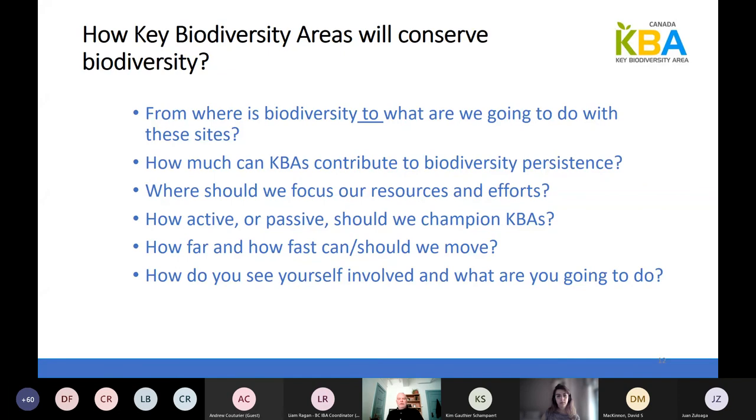So here are just a few questions, coming back to the title, how key biodiversity areas will conserve biodiversity. So we need to move from where is the biodiversity to what we're going to do and encourage with these sites. I think also we have to be careful that we don't just assume that by identifying and delineating these that they will contribute to biodiversity persistence. We need to be able to measure and record that. Where are we going to focus our efforts? How active do we want to take on the use of KBAs? And how fast can or should we move forward?